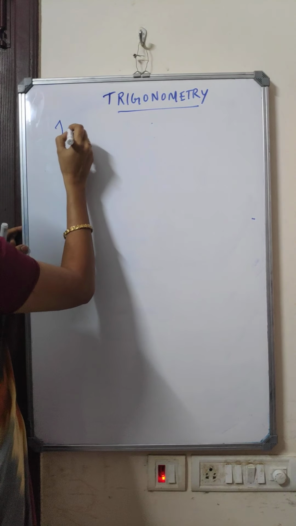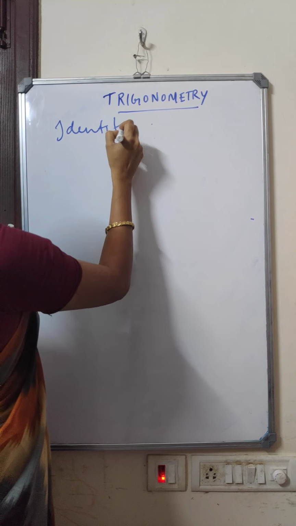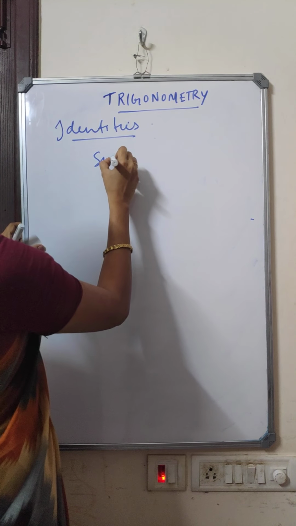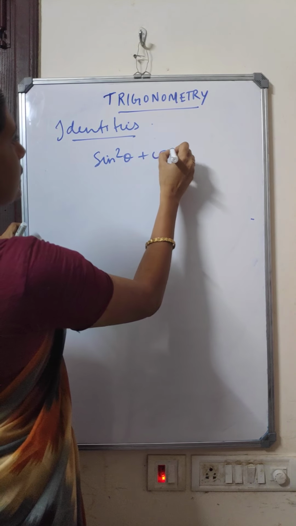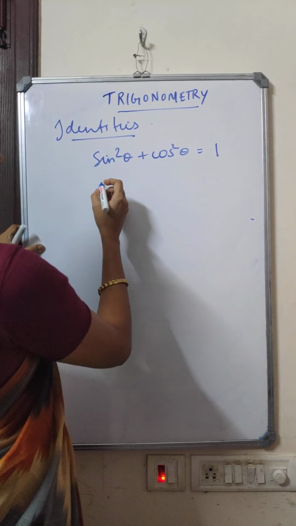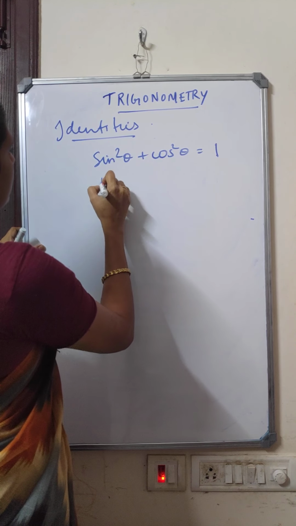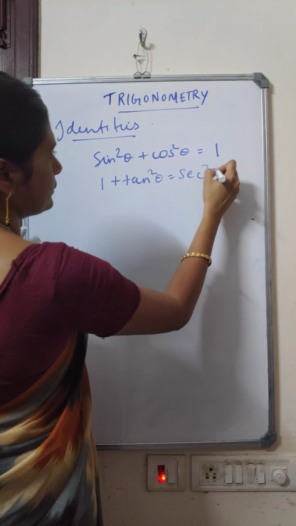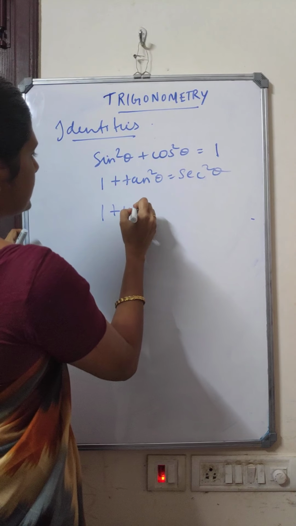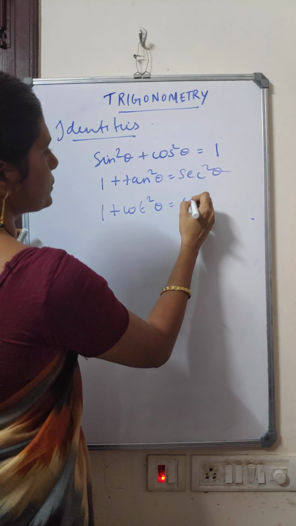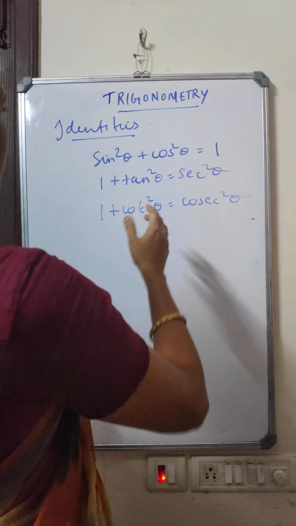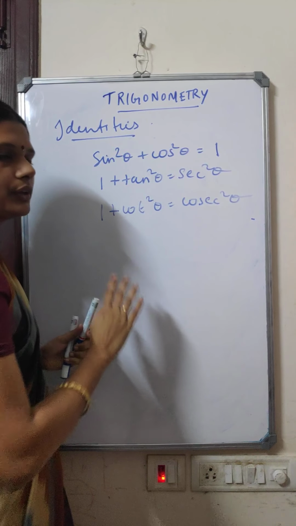In these identities, I have three formulas. Sin square theta plus cos square theta is equal to 1. 1 plus tan square theta is equal to secant square theta. And 1 plus cot square theta is equal to cosecant square theta. These three formulas for identities you are going to use.